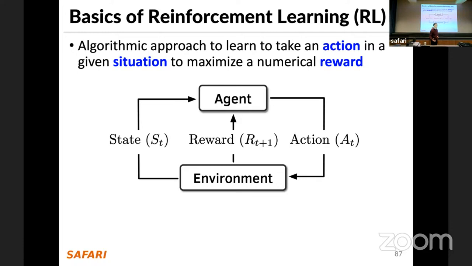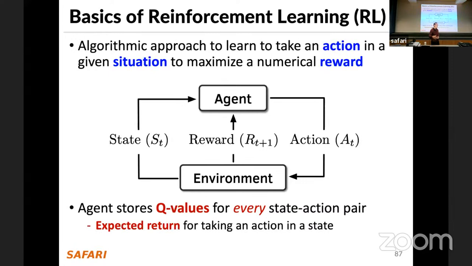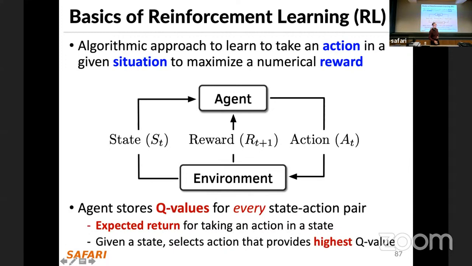And here, we're going to use Q-learning, which is a form of reinforcement learning. For every state-action pair, you store a Q-value, just like we discussed earlier in reinforcement learning-based memory schedulers. And this represents the expected return or reward for taking an action in a state. And given a state, you select the action that provides the highest Q-value.